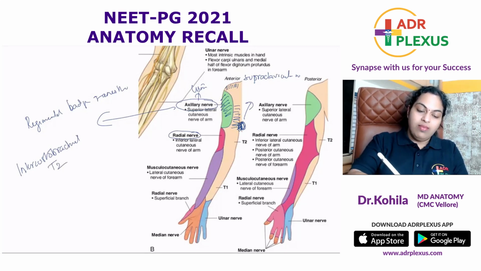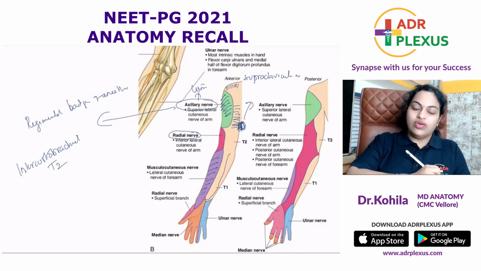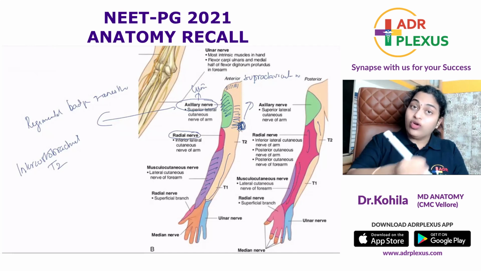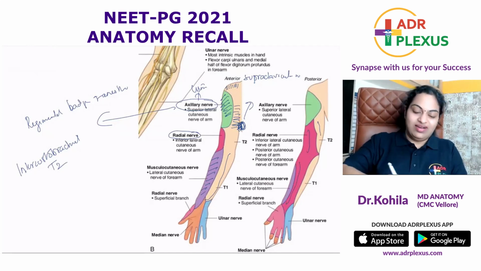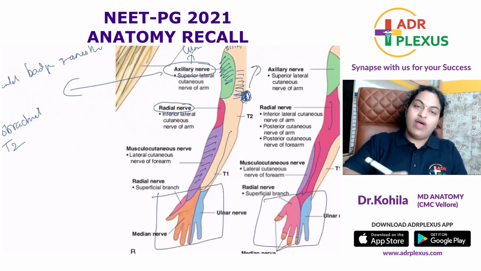Coming to the forearm, the medial part is supplied by the medial cutaneous nerve of forearm, again a branch coming from the medial cord of the brachial plexus. The lateral part of the forearm, we have seen that, is supplied by the lateral cutaneous nerve of forearm, which is a continuation of the musculocutaneous nerve, right? And coming to the posterior aspect of the upper limb, remember that the posterior cutaneous nerves of arm and forearm are branches coming from the radial nerve.